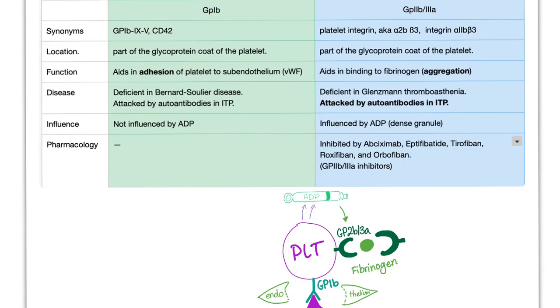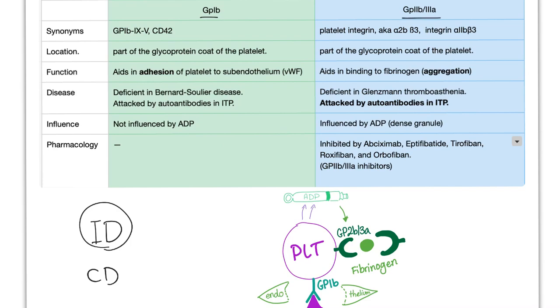GP1b versus GP2b3a. GP1b is also known as GP1b95 complex. It's also known as CD42. CD is the cluster of differentiation. And as you know, your policeman can identify you by your ID. We can identify those cells through their CD.